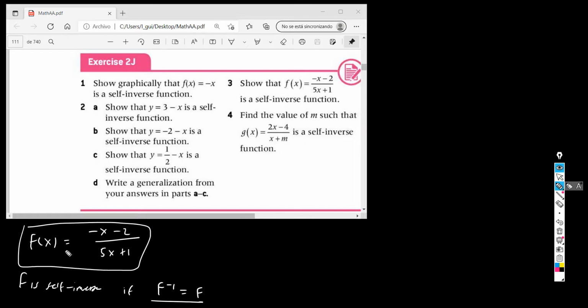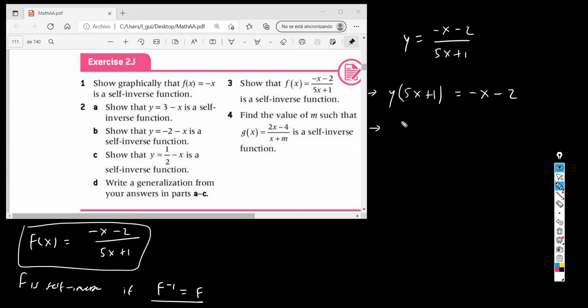How do I do that? Remember, we revert to write y instead of f of x. We write the whole function like so, and then we isolate the x variable now. So let's do that. This is just basic algebra. I need to isolate x.